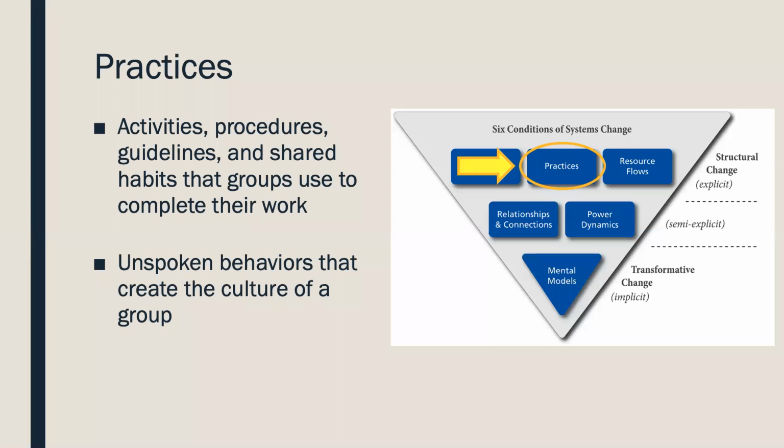The next condition is practices. Practices are activities, procedures, guidelines, and shared habits that groups or people use to complete their work. It may also include the actions companies or groups take to work towards social or environmental progress. Think about how groups or companies go about completing their work. What procedures do they use? What subconscious habits have developed? And how could these habits hold problems in place? People and their surrounding groups have unspoken ways of acting that create the culture of an organization or group.